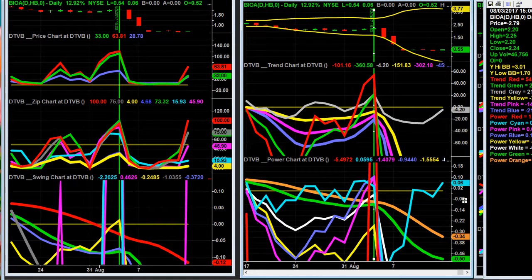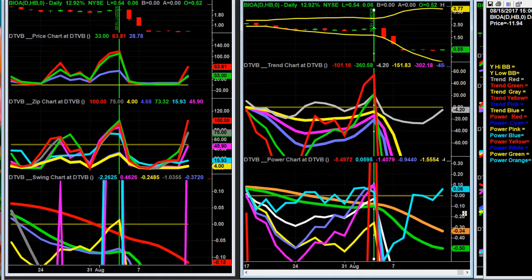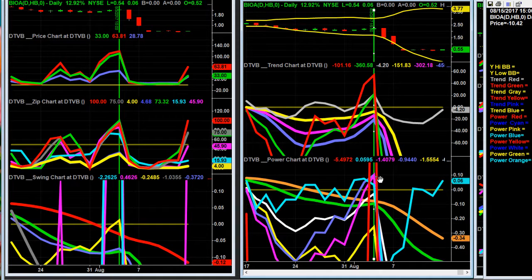Now, I wanted to comment here. I haven't commented a lot, but I forget sometimes, and that is the location of the power lines. This is a classic power Zion down and the power 4 up. Blue, pink, white, and yellow are up, and Zion is down.